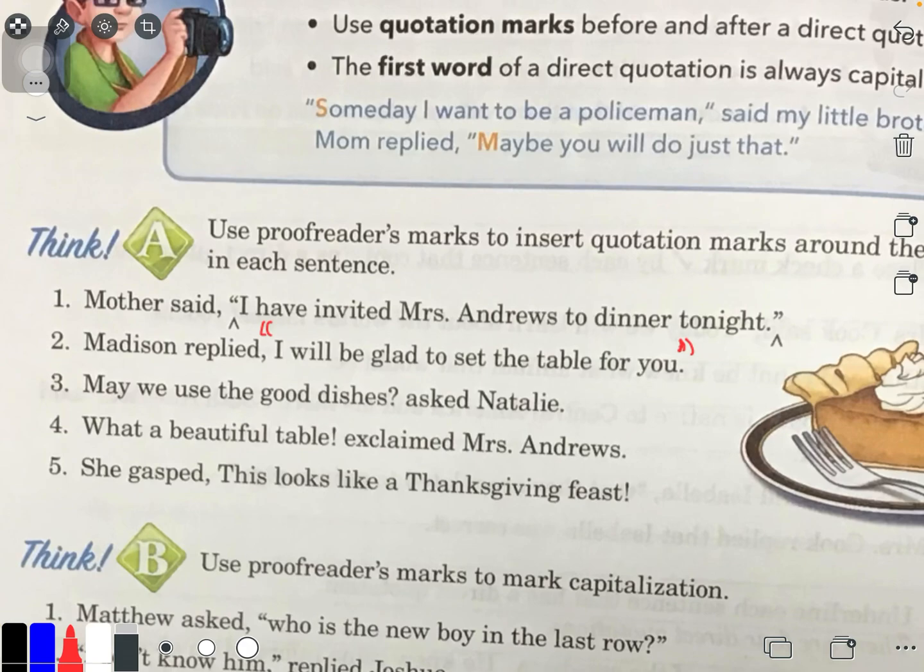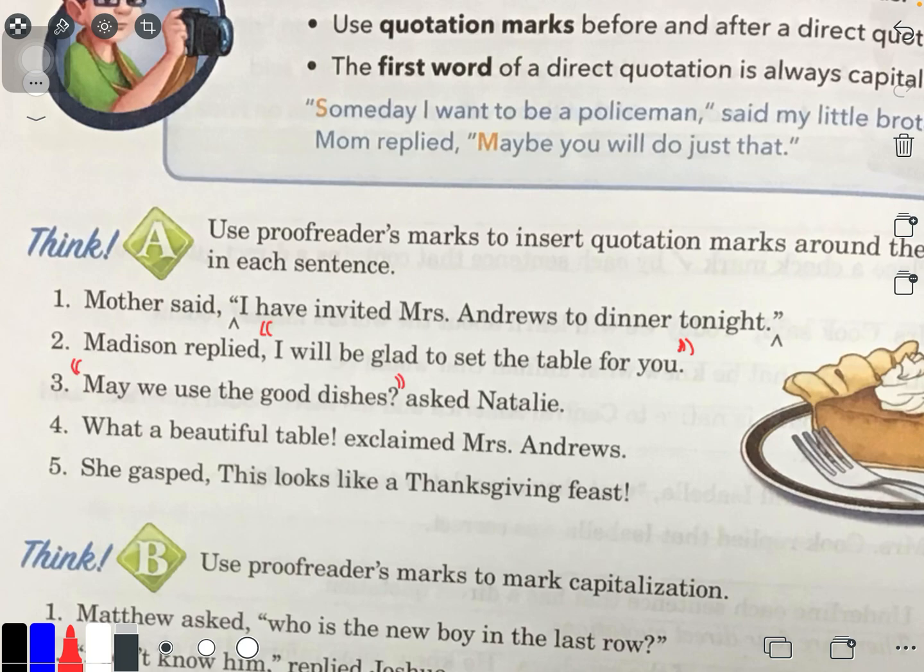Oh, Natalie's in the sentence. Number 3. "May we use the good dishes?" asked Natalie. Now I know there's no comma here, but there's a question mark. It's okay because this is exactly what she says in her speech bubble. So I'm going to put a quotation mark here. "May we use the good dishes?" This is what Natalie's saying in her speech bubble, asked Natalie.